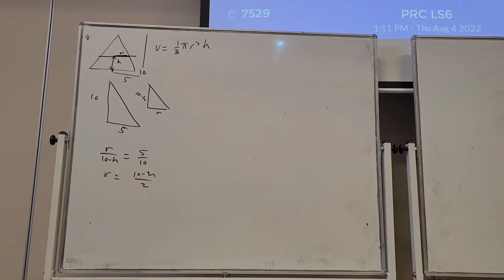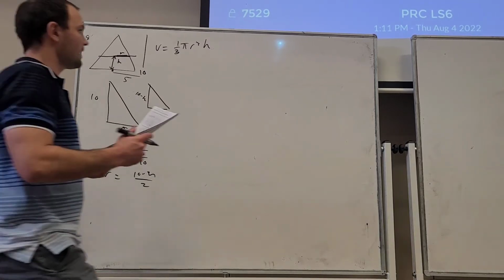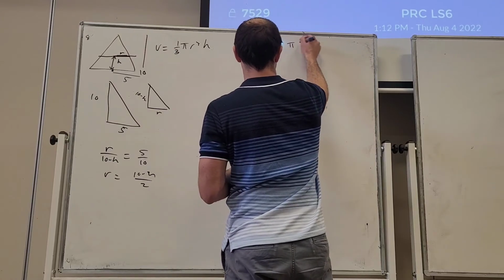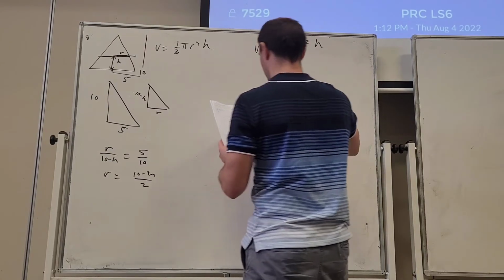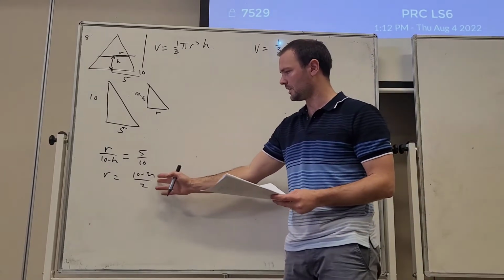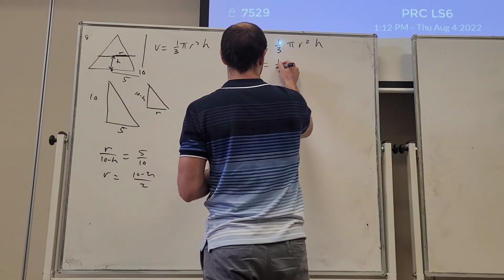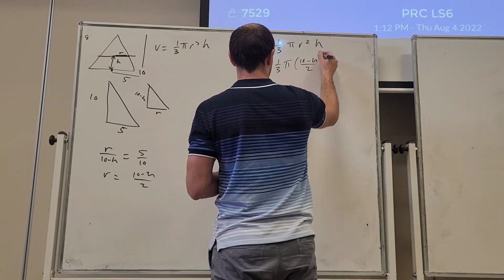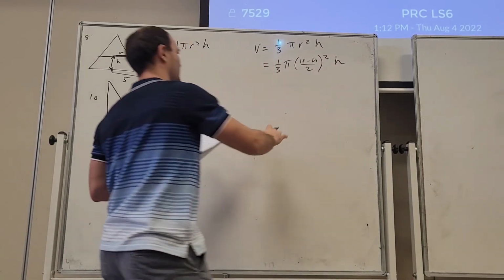Part B, hence show that the volume of liquid in the flask is given by this equation. So we have the volume is 1 on 3 pi r squared h. And we now have a value for r. It's this one here. Multiplied by h.